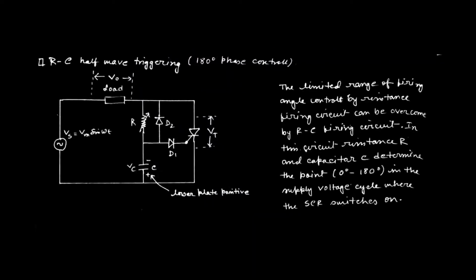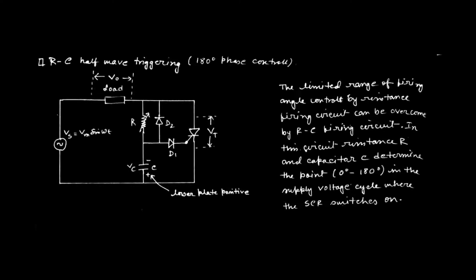In my previous lecture session, I described the topic of the R firing circuit, or resistive firing circuit. In the case of the resistive firing circuit, we found that the firing angle alpha can be changed only within a particular range, 0 degree to 90 degree, not more than that. So that is actually the limitation of using the R firing circuit.